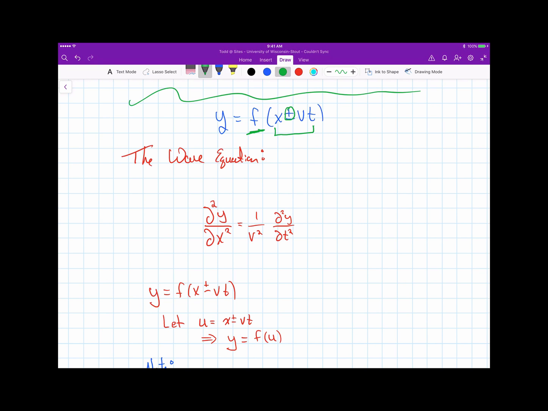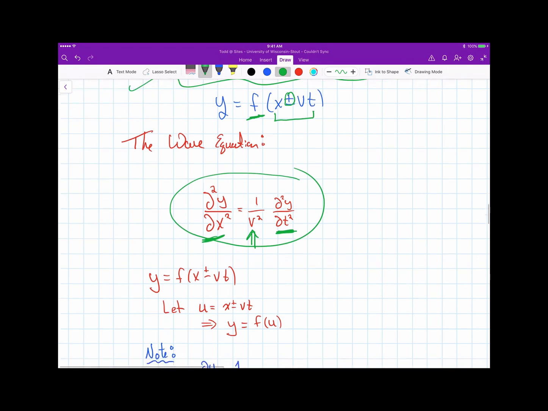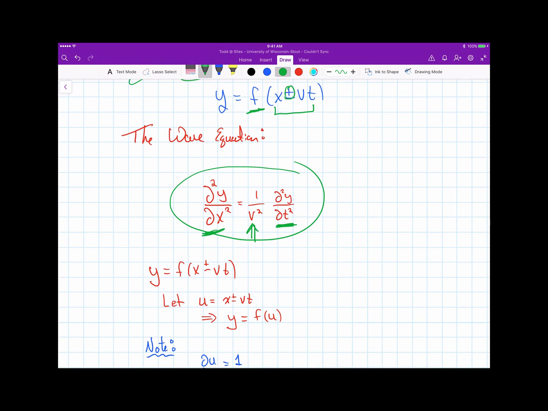So essentially, we just need a function whose argument is x plus or minus vt for it to qualify as a wave. Now, it turns out that this wave satisfies the wave equation, which is given right here. The second derivative of y with respect to x is equal to 1 over the velocity squared times the second derivative of y with respect to t. This is essentially relating how this function changes in space to how it changes in time, and the constant that is tying those two properties together is the velocity.